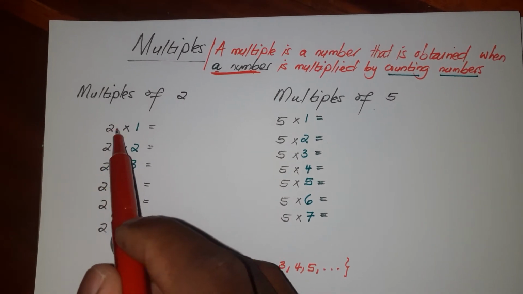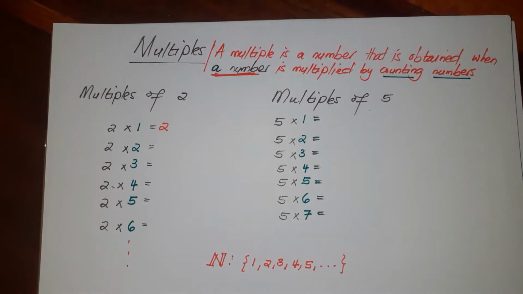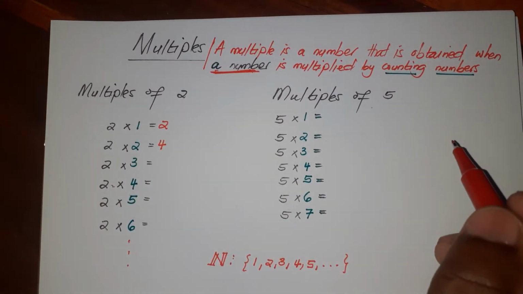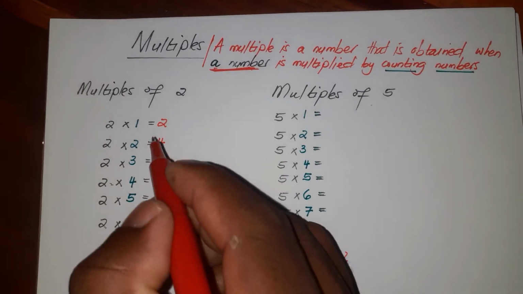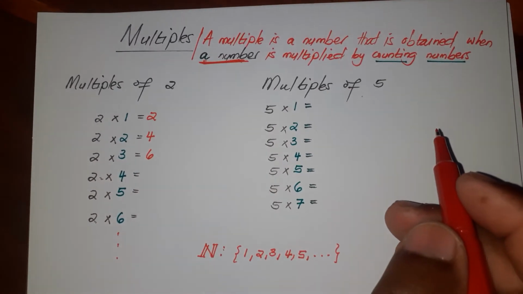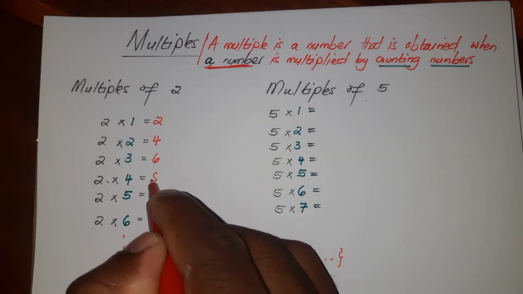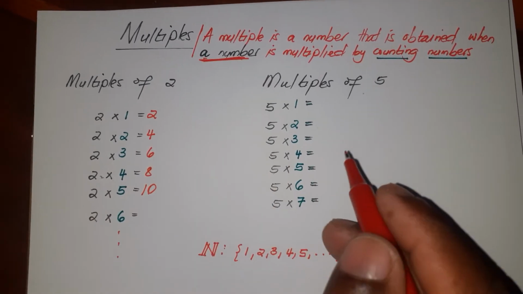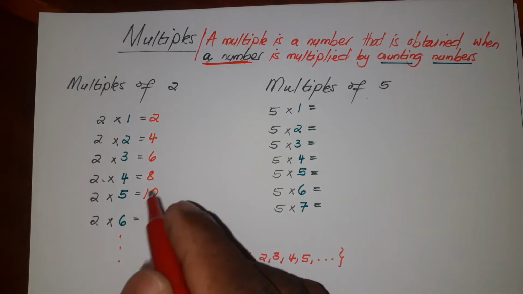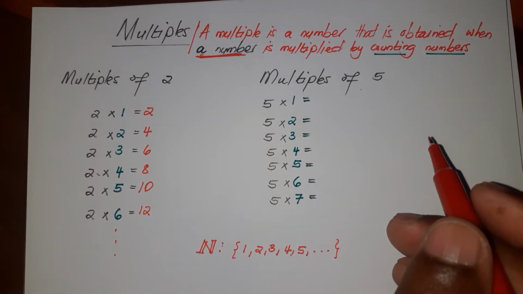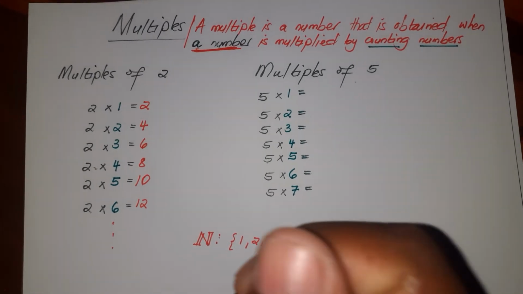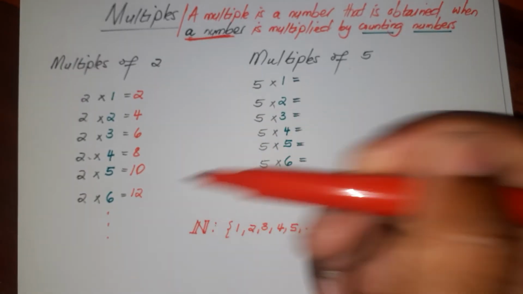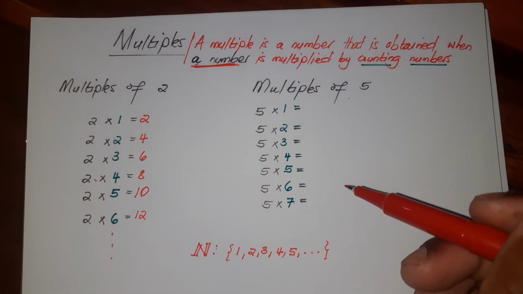Now we multiply 2 times 1 to get 2, and then 2 times 2 to get 4, and then 2 times 3 to get 6, and 2 times 4 to get 8, and 2 times 5 gives us 10, and 2 times 6 gives us 12, and then 2 times 7, 14, just like that. So that is how we actually get multiples of any given number.